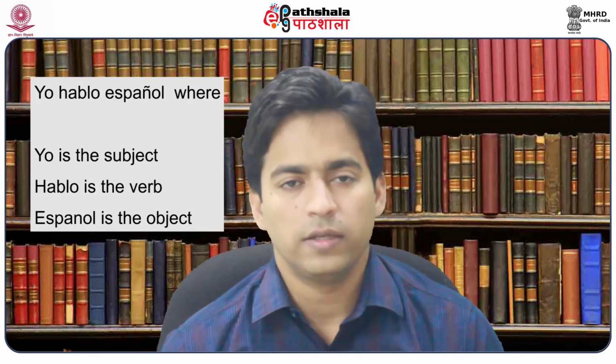Now the reason to do so is that we already have all the information about the person in the verb form. Now let's take an example sentence which adheres to the normal sentence structure. For example, when I say yo hablo español, where yo is the subject, which is I, hablo is the verb, and español is the object.